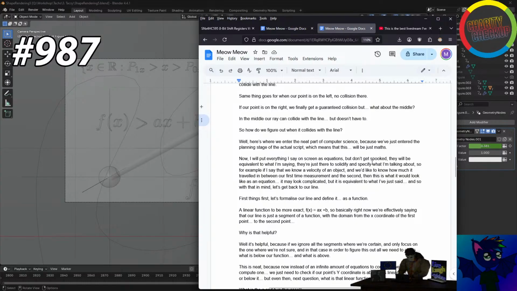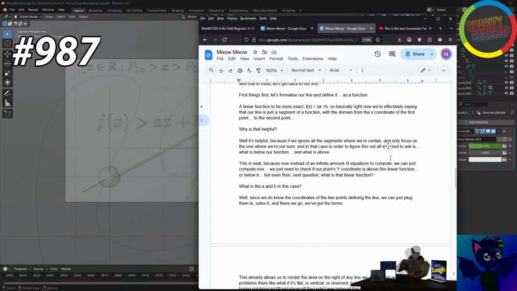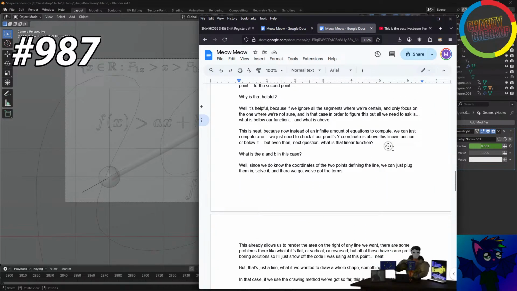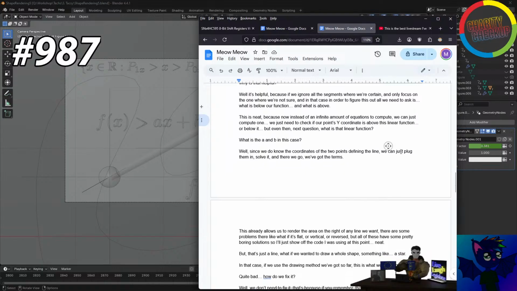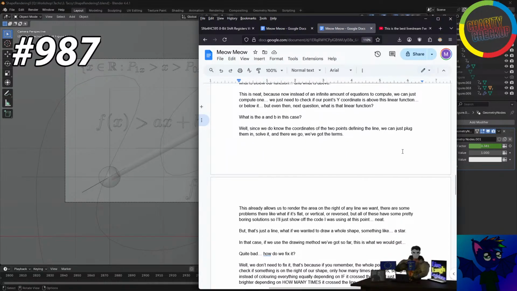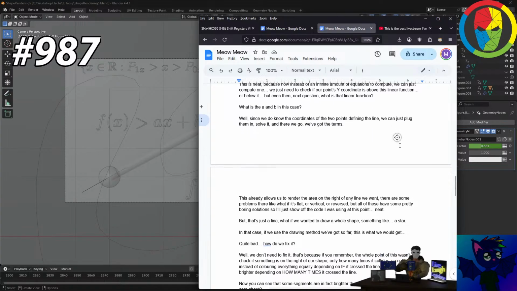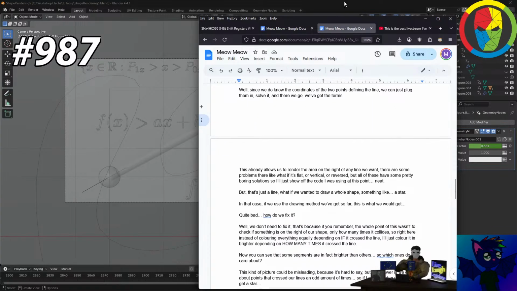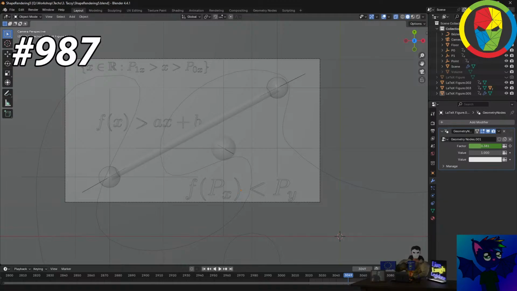It's really on components at this point. If I need a line, you can just plug them in to solve it, and there we go. We got the terms.